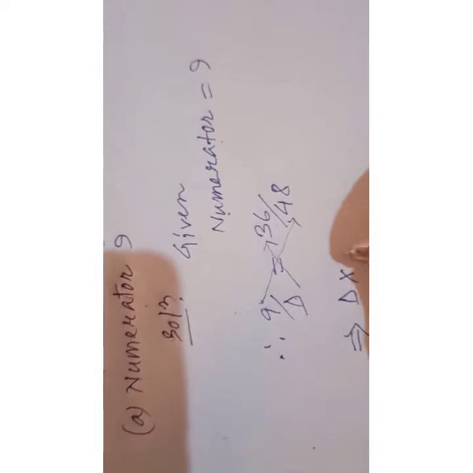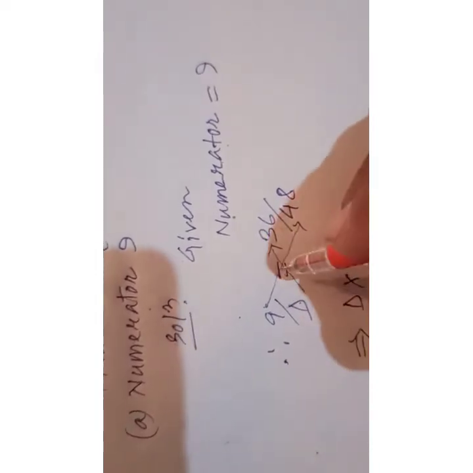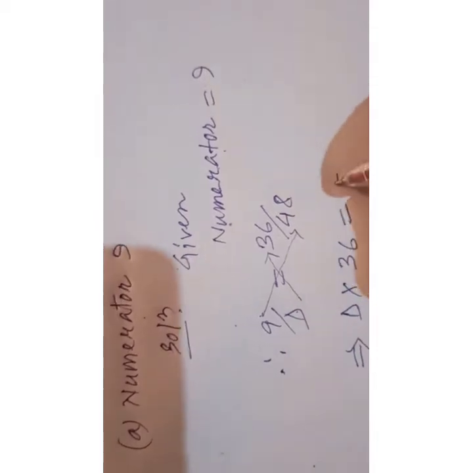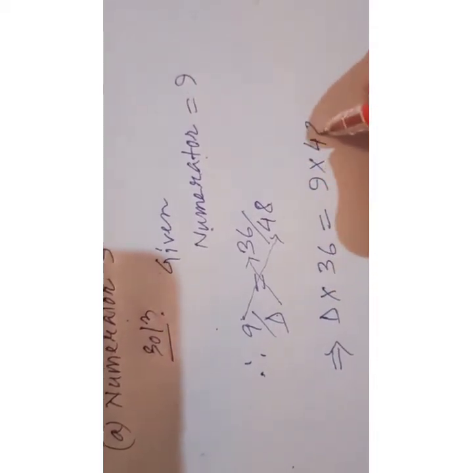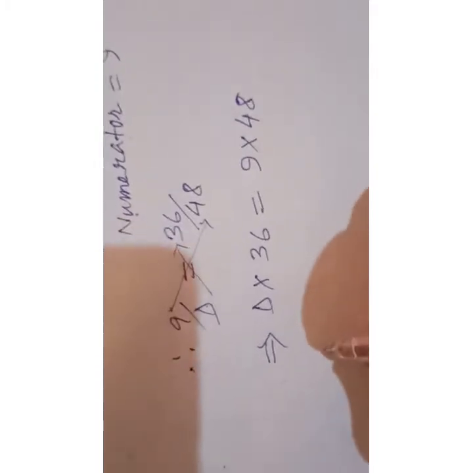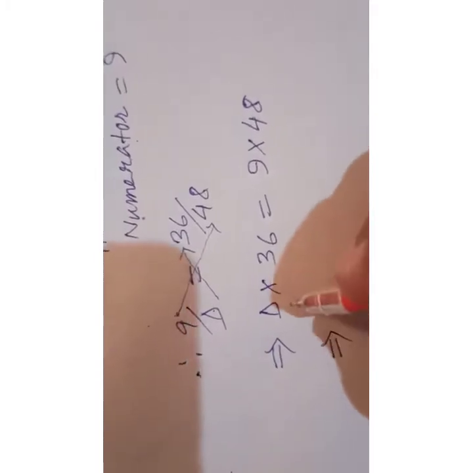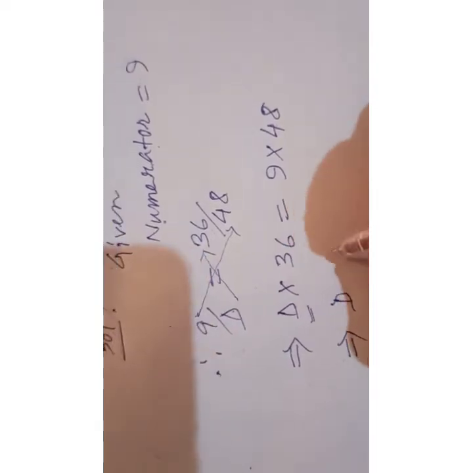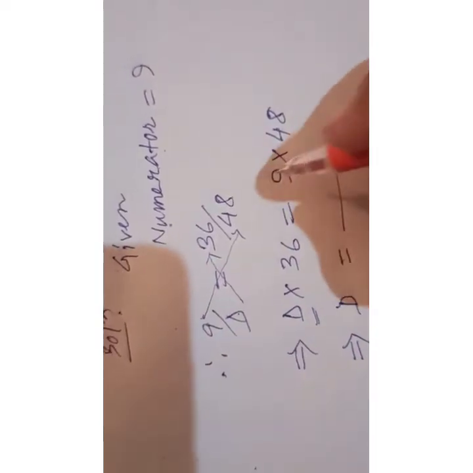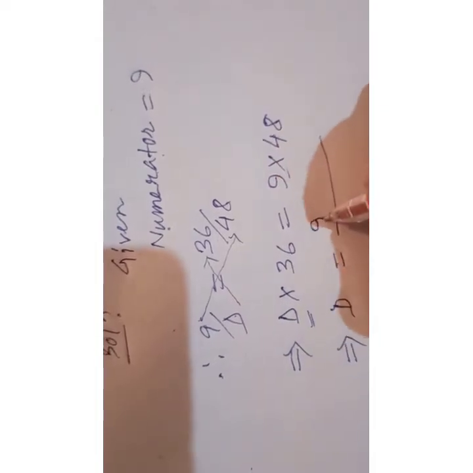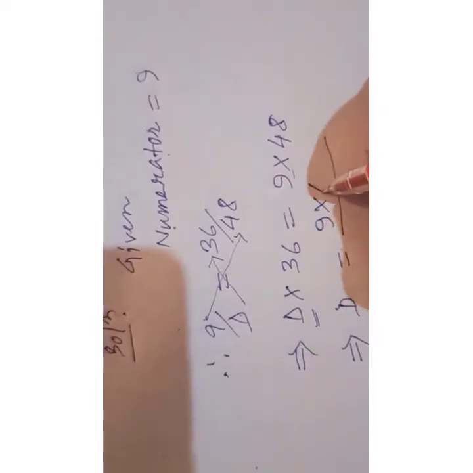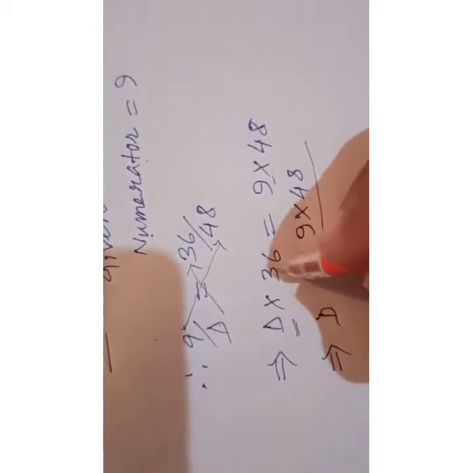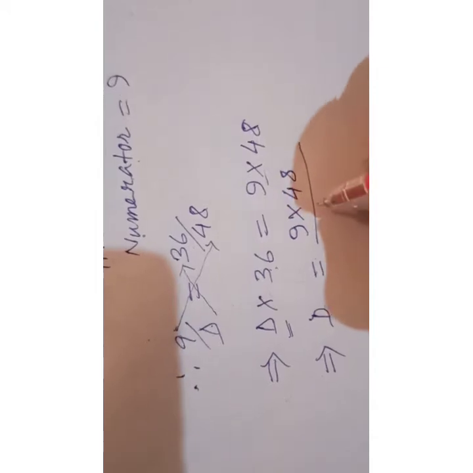So this will come as d into 36, and this is equal to 9 into 48. Up to here you learn properly. This implies we need the denominator d. So you write d, d means denominator, equal to. The 9 stays in its place with no change, and 48 goes down, here the 1 is the numerator, then 36 goes down.